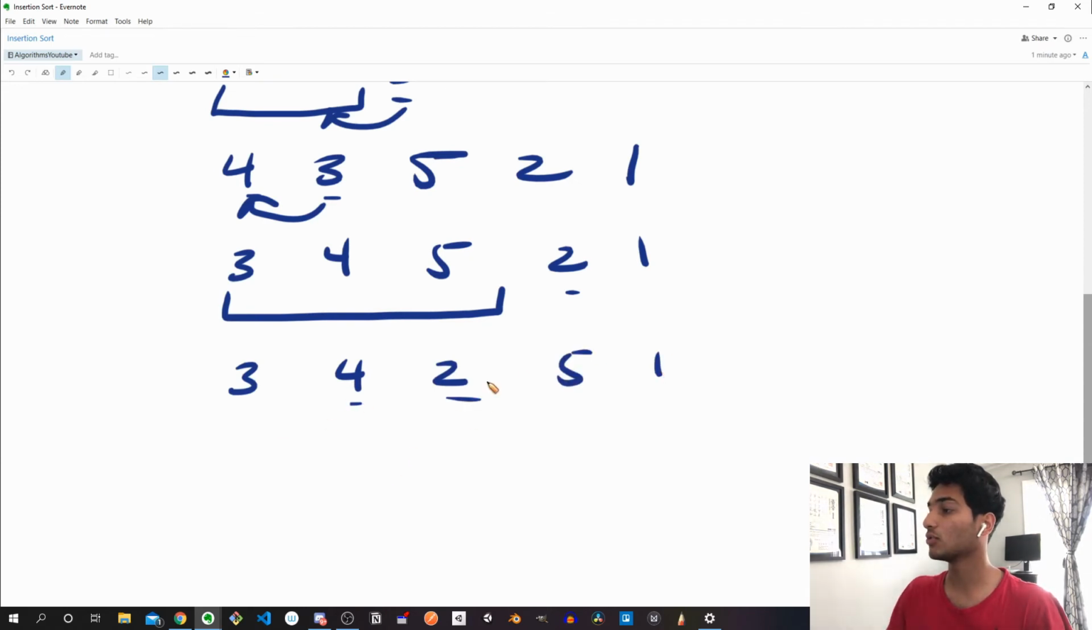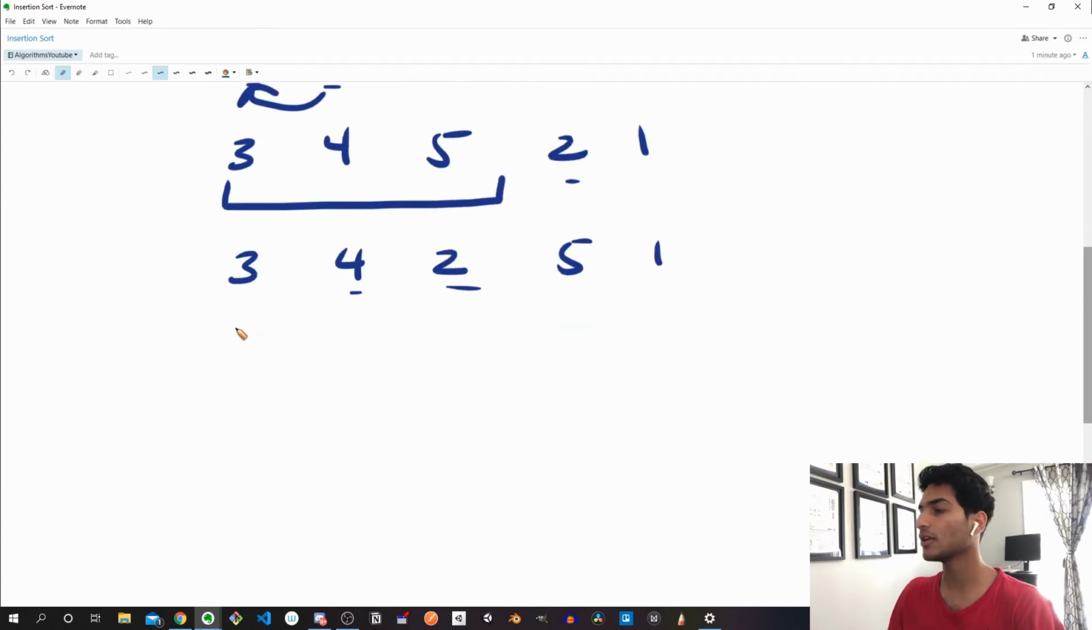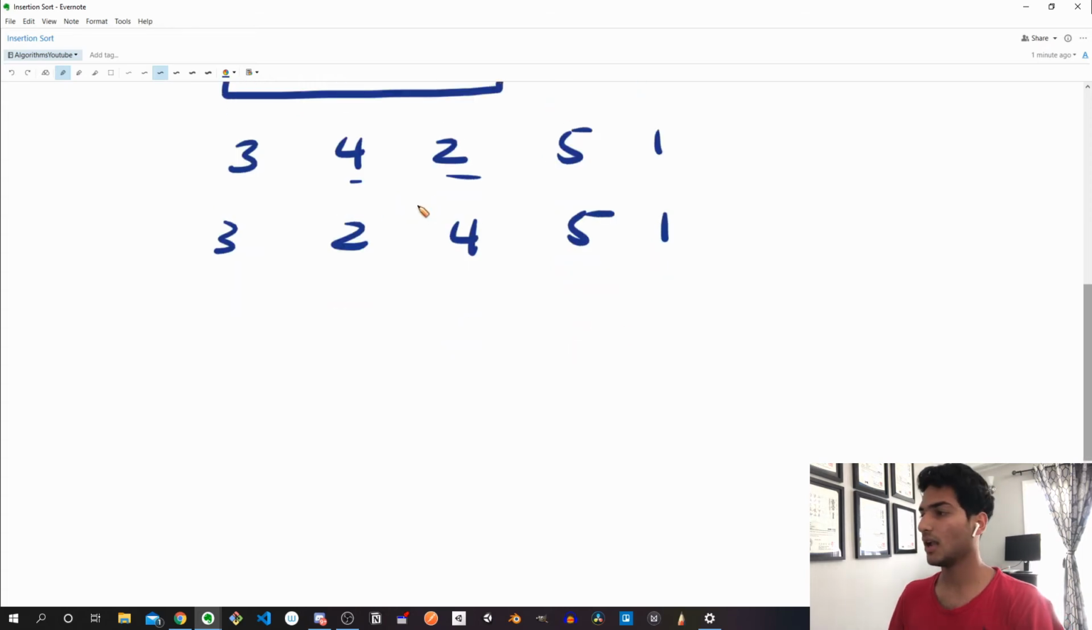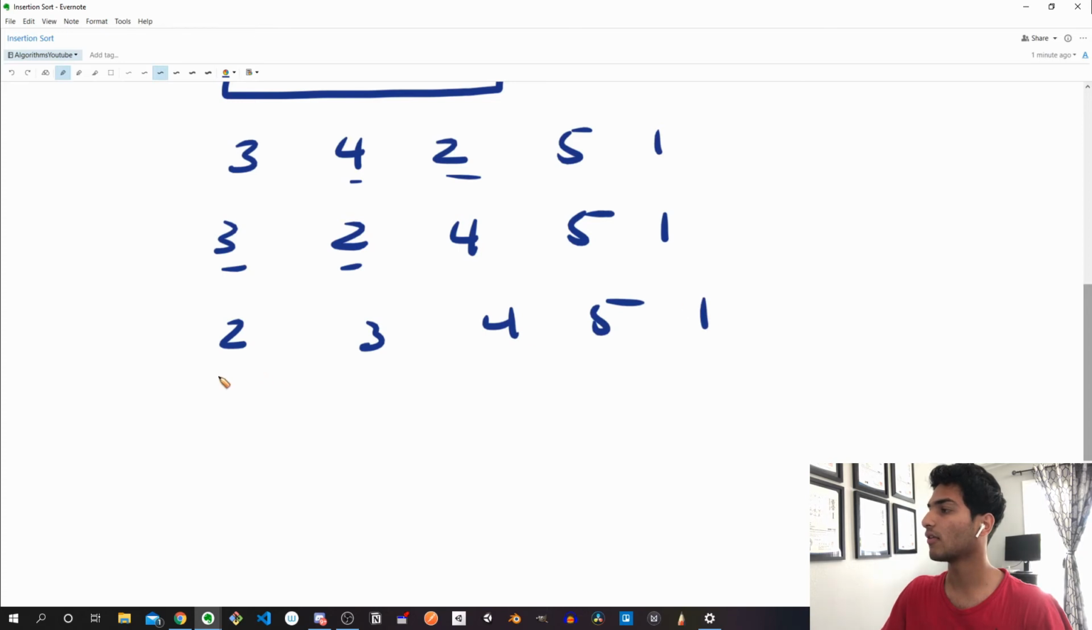And then we compare 2 and 4. We realize that 2 is less than 4, so we can move it up. We get 3, 2, 4, 5, and 1. And as the last comparison that we do is between 2 and 3, and obviously 2 is less than 3, so we get 2, 3, 4, 5, and 1.